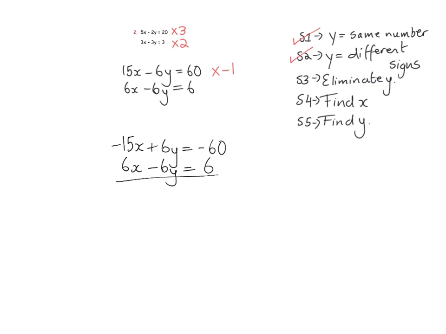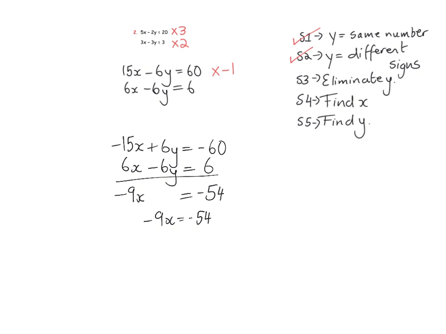So here we have minus 15x plus 6x, and that's going to give you an answer of minus 9x. We have plus 6y minus 6y, which is going to give you an answer of 0, so we don't need to write that one in. And then we have minus 60 plus 6, which will give us minus 54. Now, what we're left with then is minus 9x is equal to minus 54.